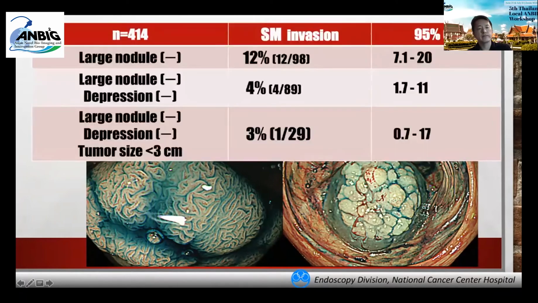In this region, no large nodule, no depressed component. The size is around 3 centimeters or less. So the incidence of SM invasion is less than 3%, almost 3%.